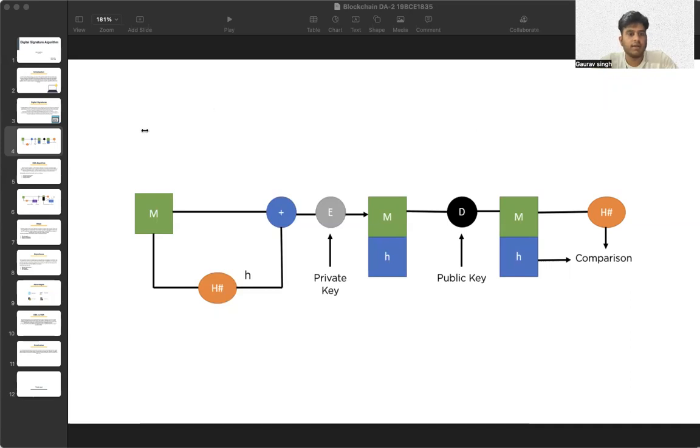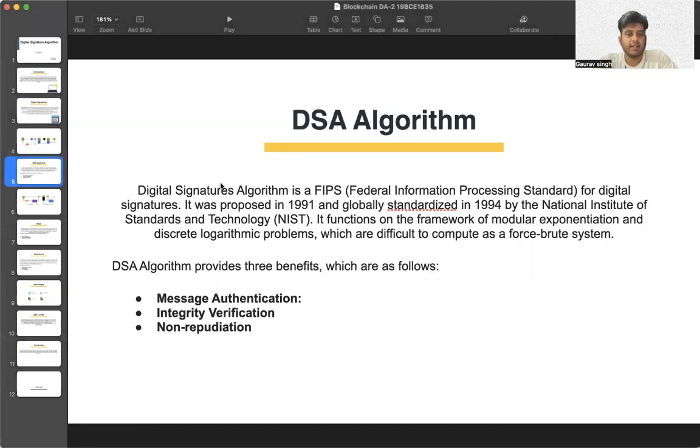So now I'll explain the DSA algorithm in depth. It is a Federal Information Processing Standard (FIPS) for digital signatures. It was first proposed in 1991 and accepted globally in 1994 by the National Institute of Standards and Technology. It functions on the framework of modular exponentiation and discrete logarithmic problems, which are difficult to compute by a forced brute system.